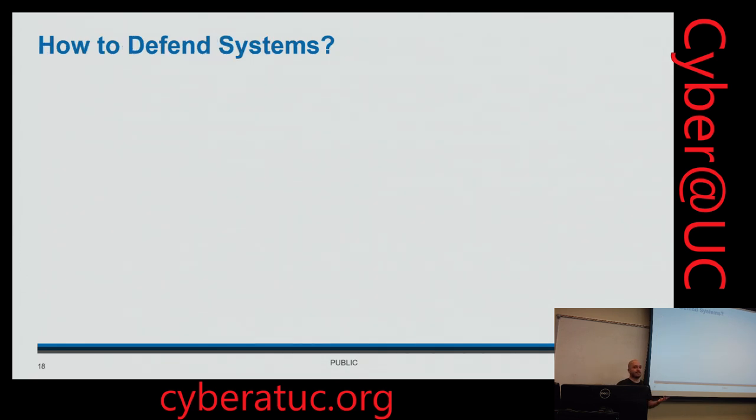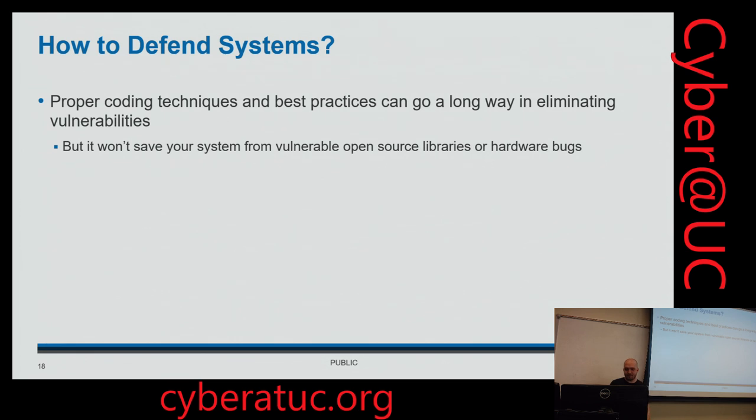So how do we actually defend systems? How do we do this? Proper coding techniques and best practices can go a long way in eliminating vulnerabilities. If you just use things like Valgrind to check your project for memory leaks, or many open source tools that scan your code for vulnerable practices. Also, in C, you can use snprintf to build a string instead of sprintf. The n takes in an extra variable that is the length that you're supposed to be copying, which prevents you from being exposed to buffer overflows. I don't know why that isn't common practice. It really should be, and it's stupid simple. It's actually just one extra character in the function name. I don't know why people don't do it, but nobody does.